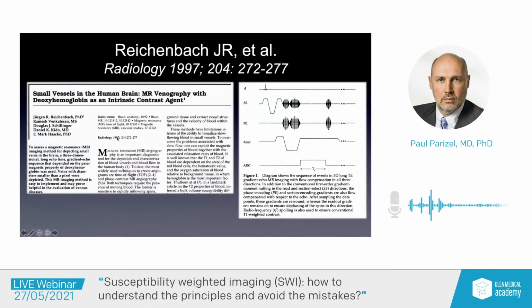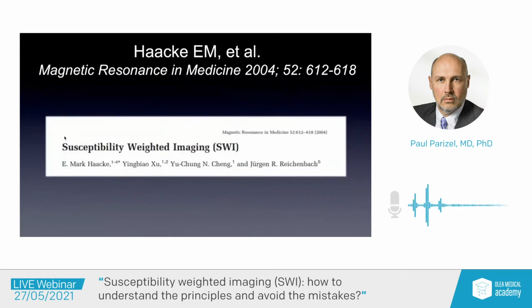And please take a look at the last person on this paper, Mark Haacke, professor of medical physics and engineering. He came up with the idea to recoin this sequence and call it susceptibility weighted imaging. This was published in Magnetic Resonance in Medicine in 2004. As we can see, the authors are now Mark Haacke as the lead author and Jürgen Reichenberg as the final author. And it is under this name that we now know the sequence, susceptibility weighted imaging, and that it became famous and successful.